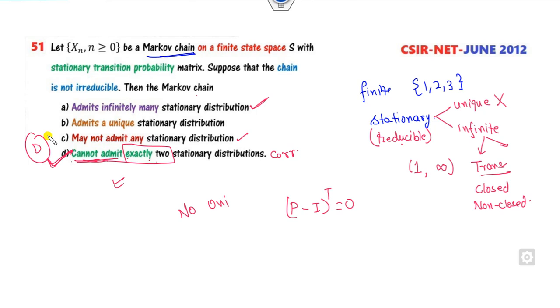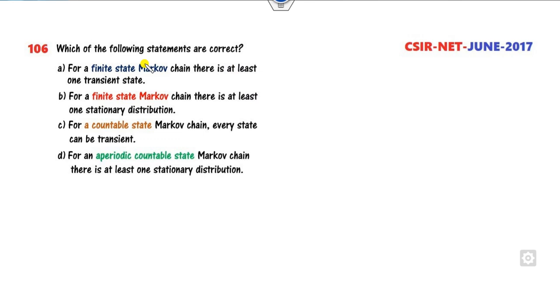Okay, which of the following statements are correct? Look at that. A finite state Markov chain, if I consider the two states 1 and 2, has at least one transient state. That's true. If I consider this example, state 0 and state 1, it's finite, and you can see that 0 is transient and 1 is an absorbing state. So at least one of them is transient.